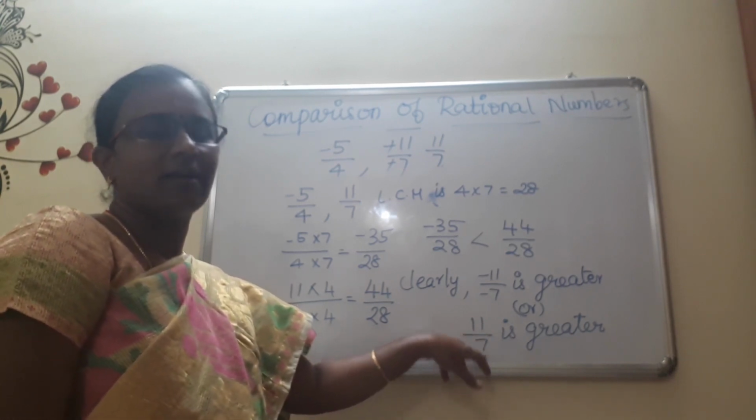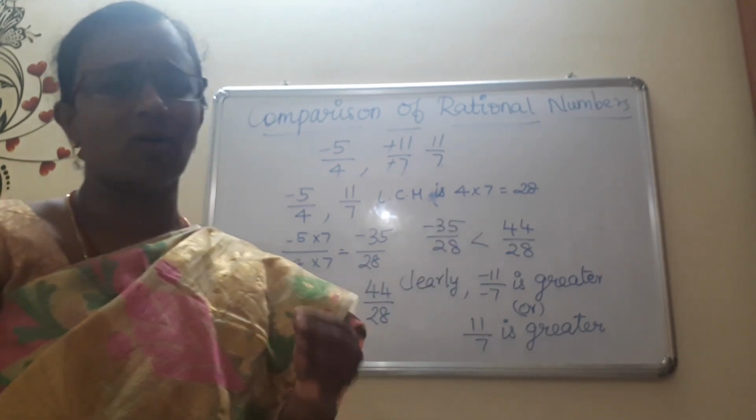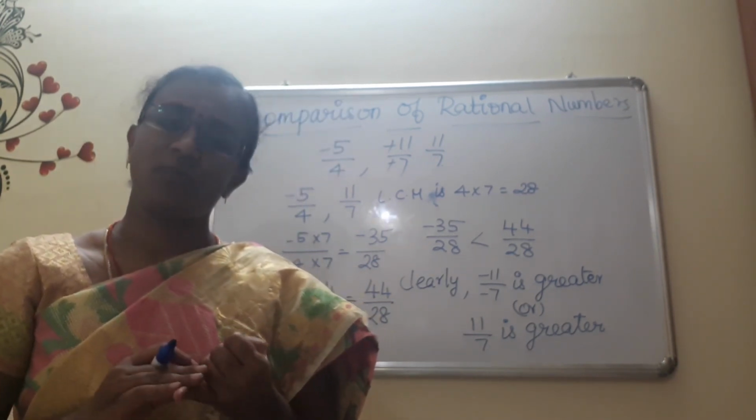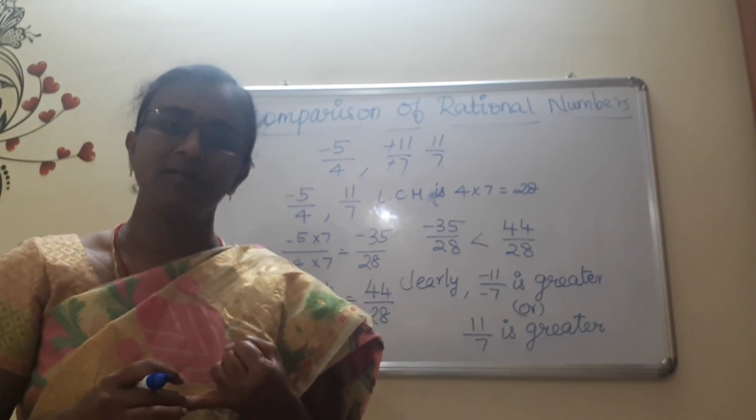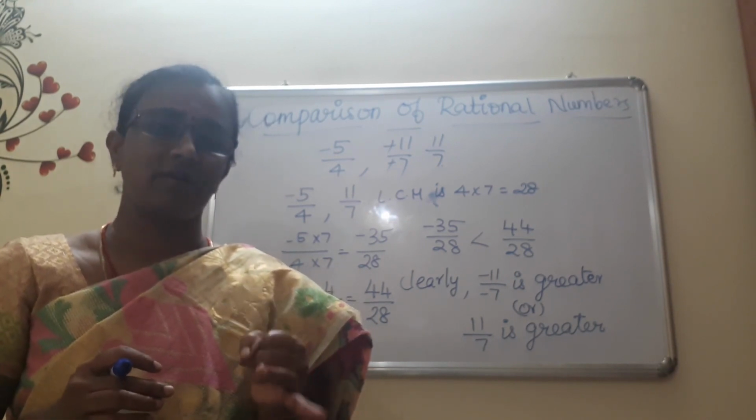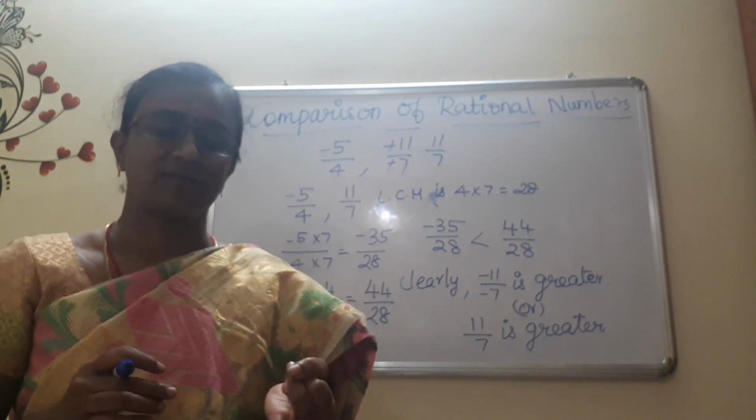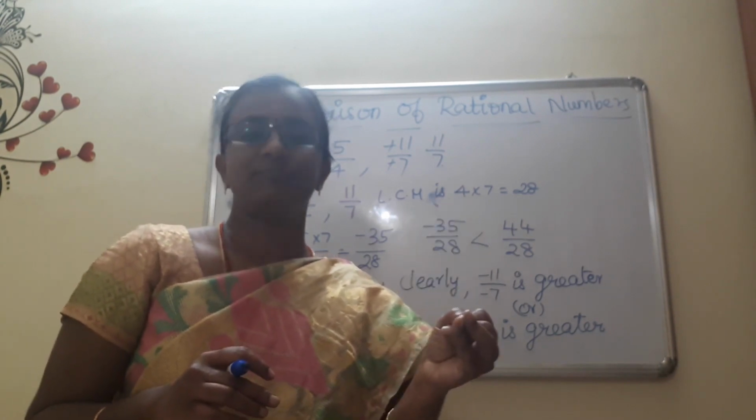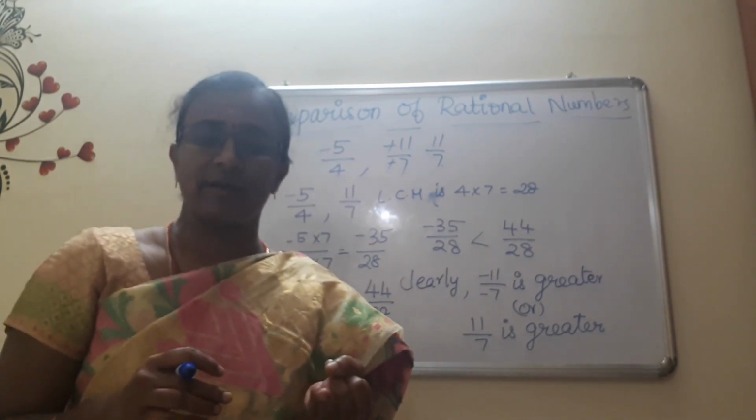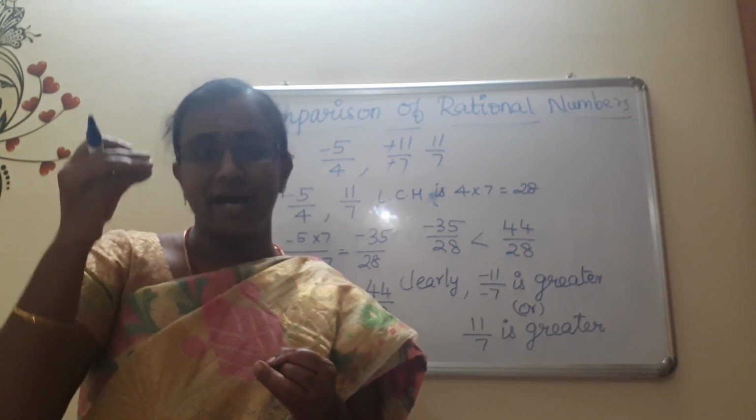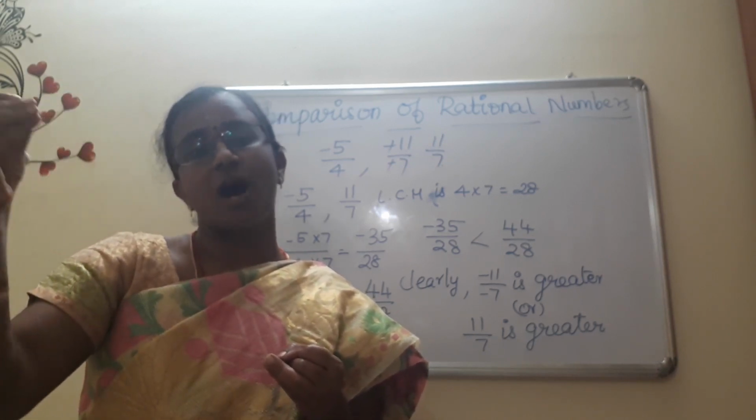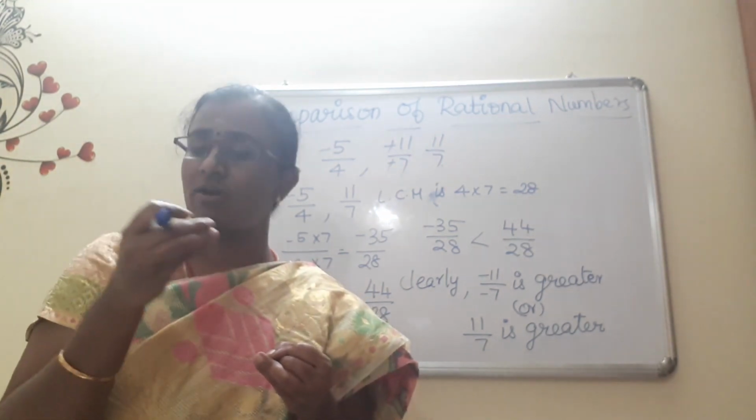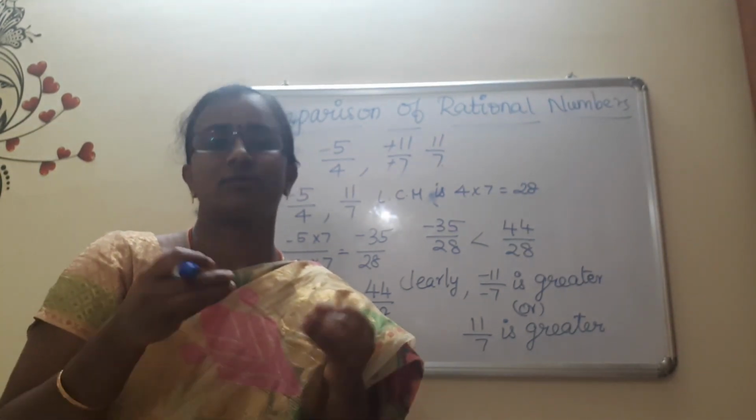Okay, so children, now we recall what we learned in this session. Today's topic is rational numbers. Every fraction, decimal and integer is known as a rational number. It is in the form of P by Q, where P and Q are integers, and Q should not be equal to 0. Okay, so that we learned.